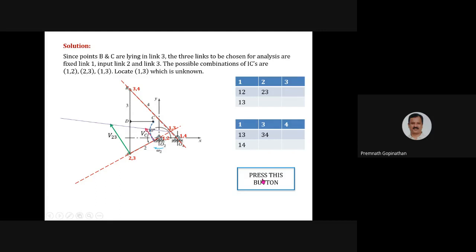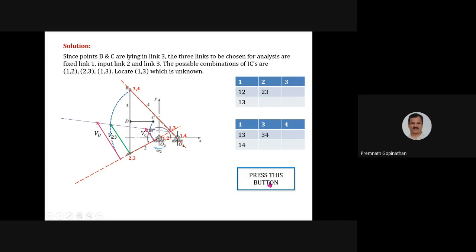Okay, so you measure the length of that vector, multiplied with the scale you have chosen for drawing this V23 vector, and you'll get the absolute velocity for point C. Similarly, you can find the velocity for point B. Just transfer point B onto the line of centers radially with respect to 1, 3. Then from that point, you draw the vector perpendicular to the line of centers, so that you'll get VB. Okay, so this is how you do it.